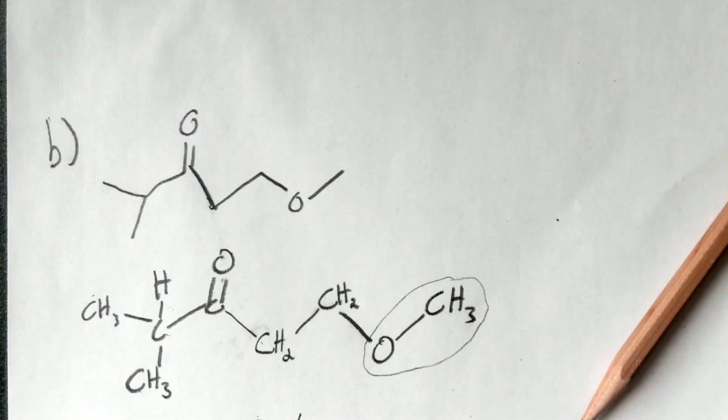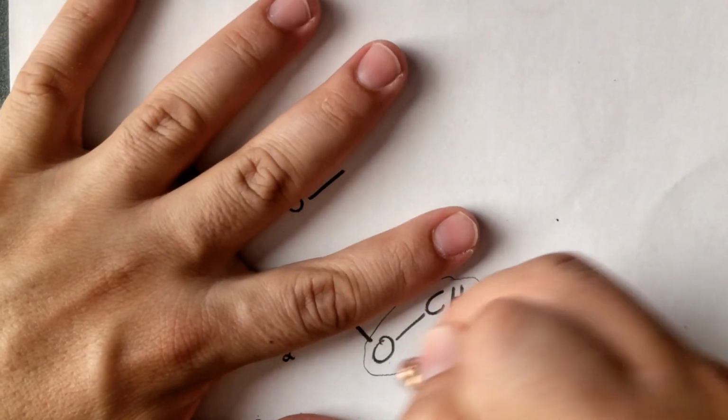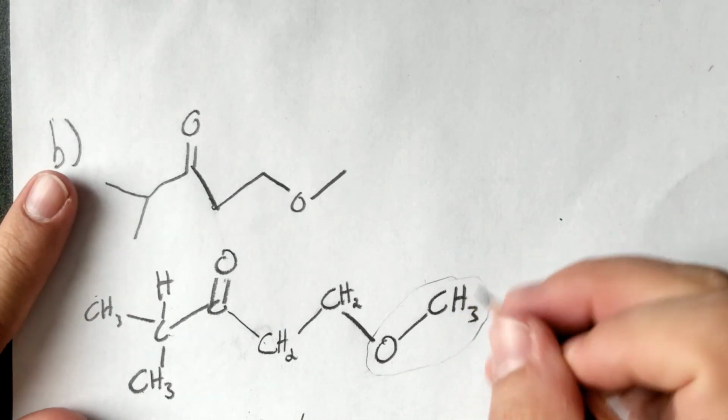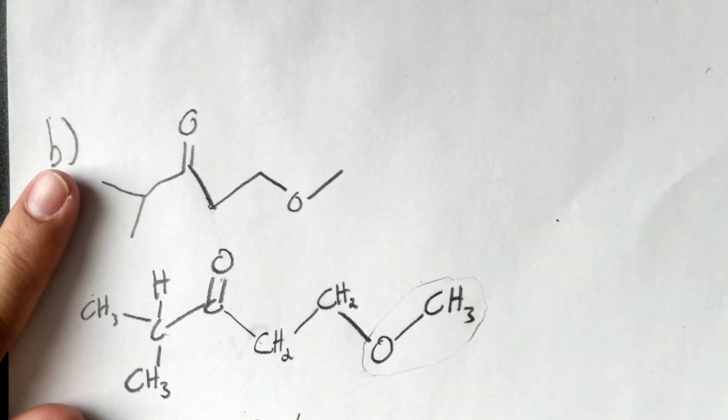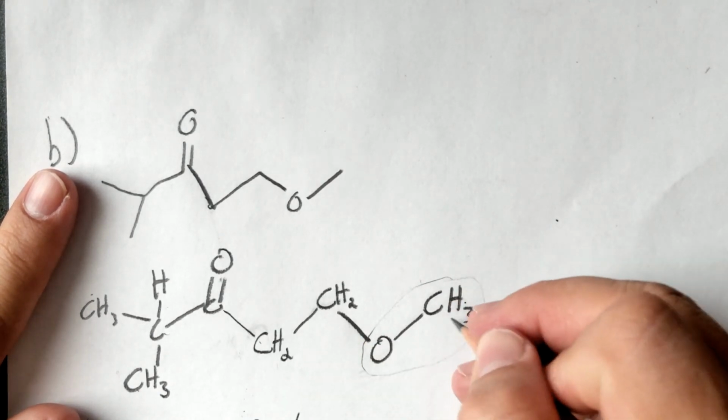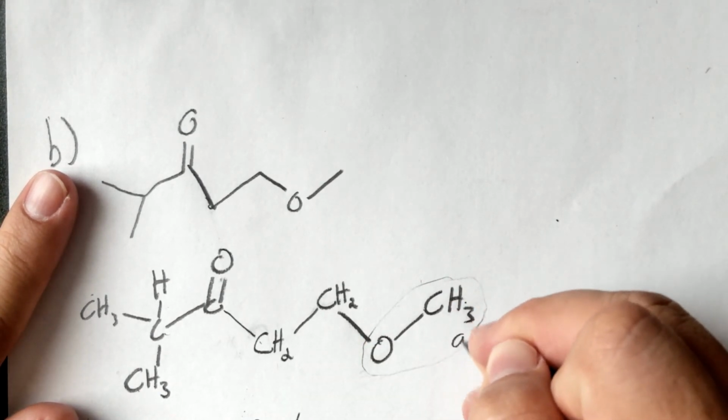So let's go ahead and do an example. Let's go ahead and try a problem. What we're going to do is just look for our chemically unique protons. So we've got this one, which is clearly different than anything else. It's right next to an oxygen. It's a set of 3. So we'll call that A.